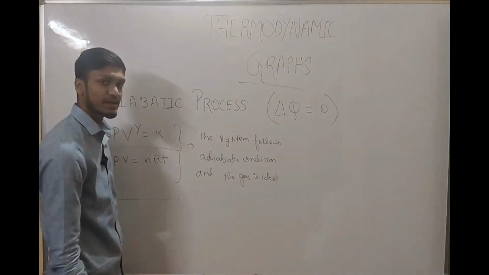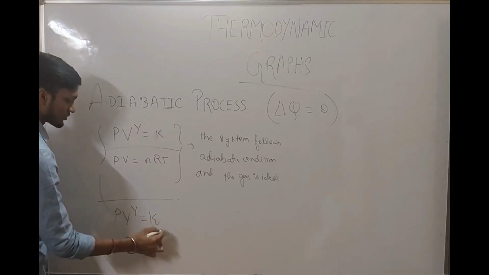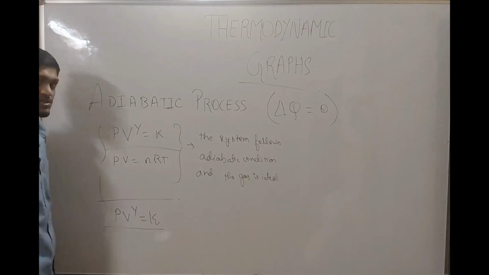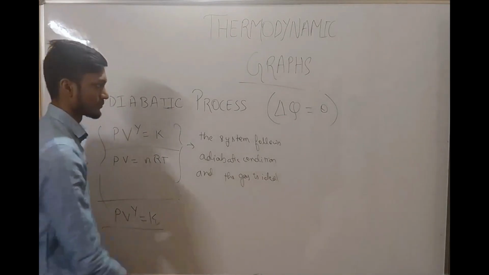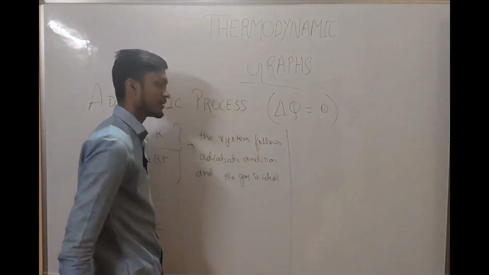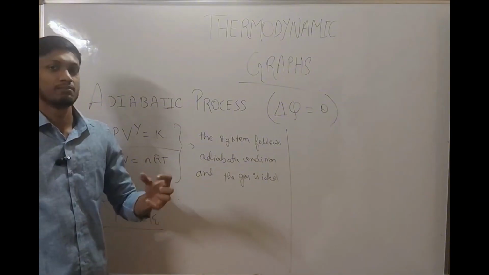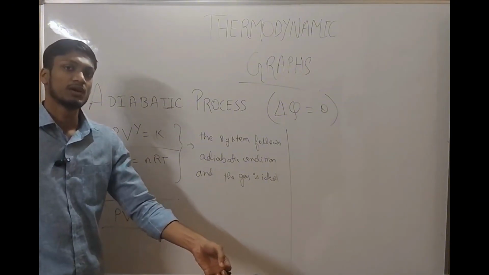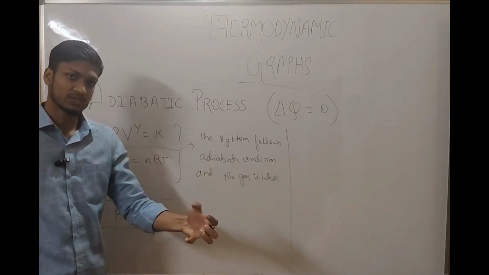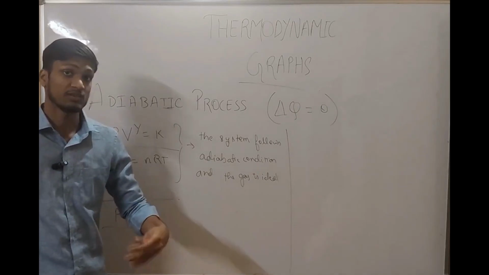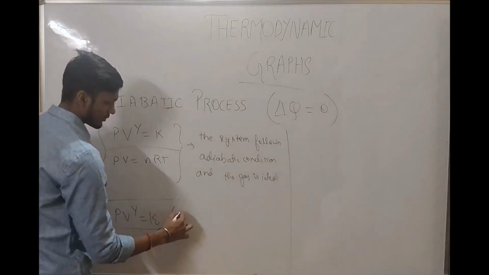So let's derive. We already have an equation of PV to the power gamma is equal to constant. Let's derive another equation between volume and temperature, and then between pressure and temperature. Through these equations, we will be able to plot the graph effectively. So first of all, we have the PV relation.